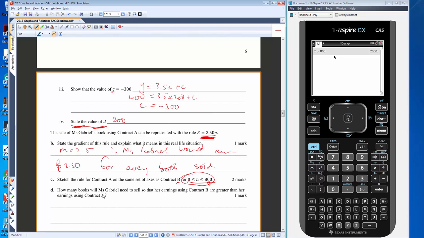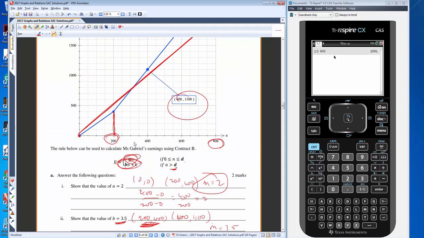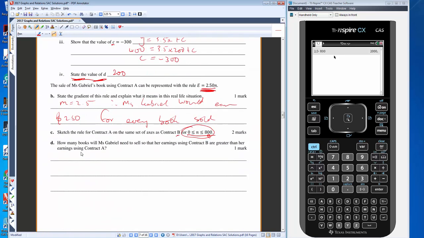So how many books will Ms. Gabriel need to sell so that her earnings using contract B are greater than her earnings using contract A? So there's a couple of ways of doing this. Most of you, I think, just read it off the graph, and you knew that this point here, the break-even point, was the point where both of them are the same. Okay, so many students said 300 books here, but that's in fact not quite right. It actually needs to be greater than 300 books.